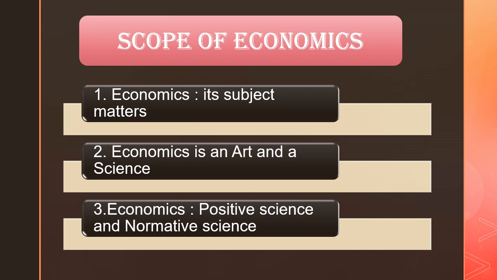And the second one is economics as an art and a science. You will come to know under which subject economics comes. Is it actually an art or is it actually a science? You will have a look at different points. And the last aspect is economics as a positive science and a normative science. It is a very important concept to understand what is a positive science or statement, and what is a normative science or statement. So let's start with the first point, that is economics, its subject matter.